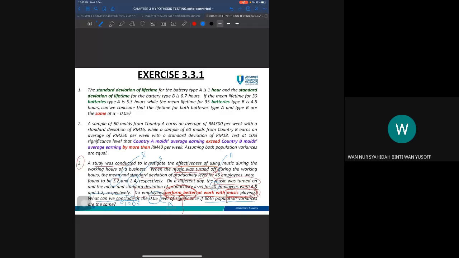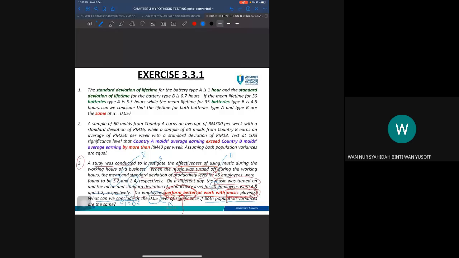So what we can change here is the employee. So we use similar employees. Okay, we collect the data from similar employees when the music is on and also when the music is off. Then it will be a dependent sample.